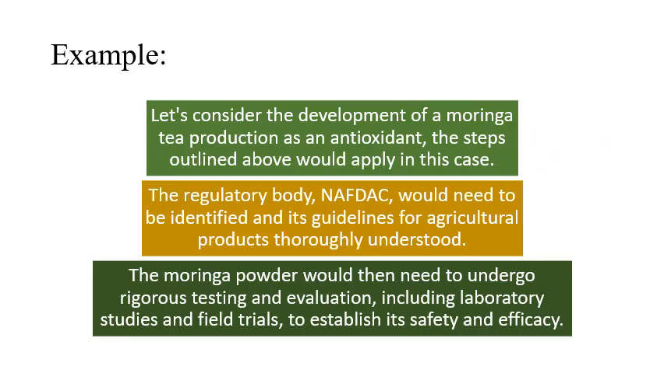Now, let's consider the development of a moringa tea production as an antioxidant. The steps outlined would apply in this case. Let's say we want to get ethical approval for the development of a moringa tea production. We have to follow the steps that we have highlighted earlier in getting ethical approval. So the regulatory body, NAFDAC, will need to be identified, and its guidelines for agricultural products must be thoroughly understood.